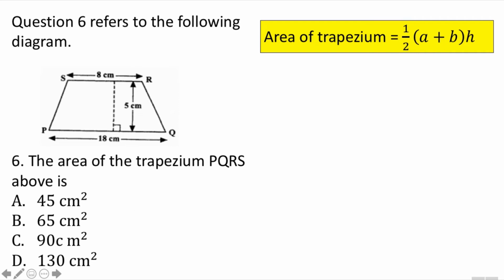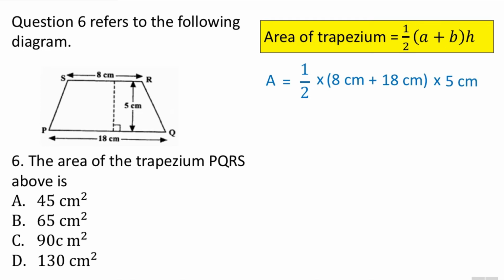So all we're going to do now is to substitute the values we know to work out the area of the trapezium. So I'll use A to represent area, and that's equal to half, that's times open bracket, and in this case that's 8 centimeters, that's one of the parallel sides, plus 18 centimeters, that's the other parallel side, and then that's times the height of the trapezium, that's 5 centimeters.